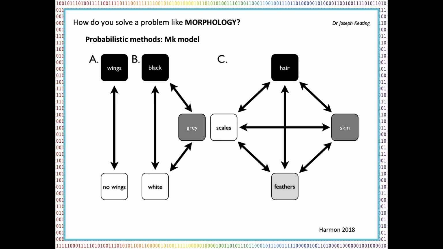The most widely used model is the MK model. The MK model describes the evolution between K states. Here we have a 2-state model, figure A, a 3-state model, figure B, and a 4-state model, figure C.